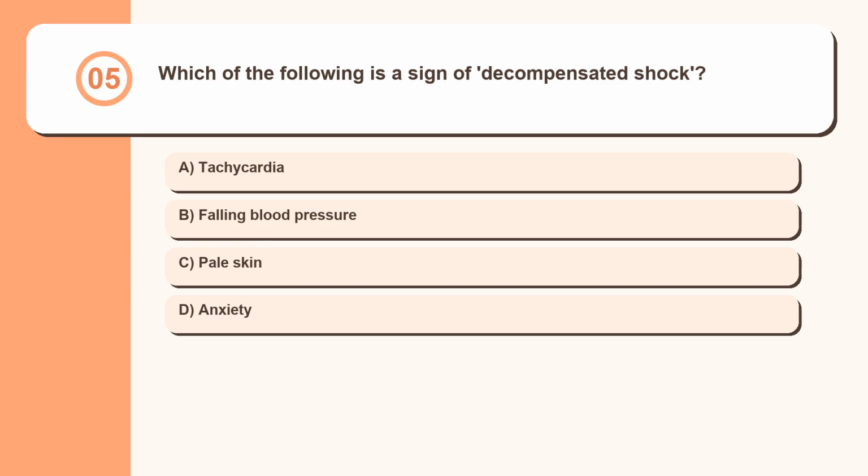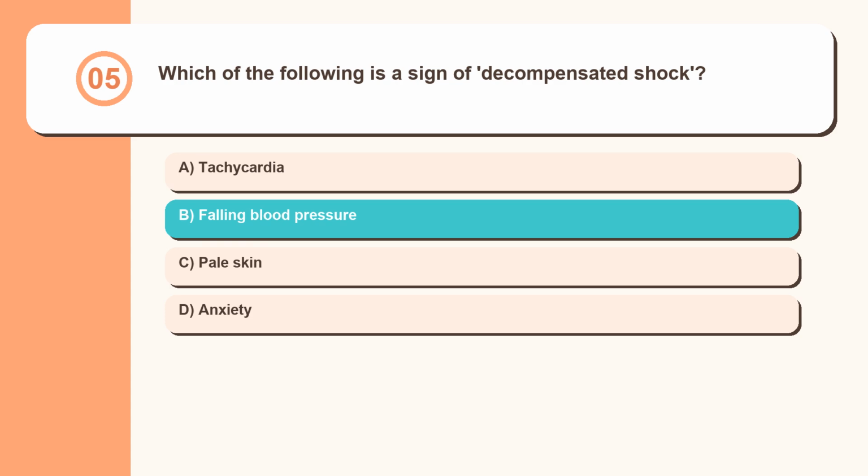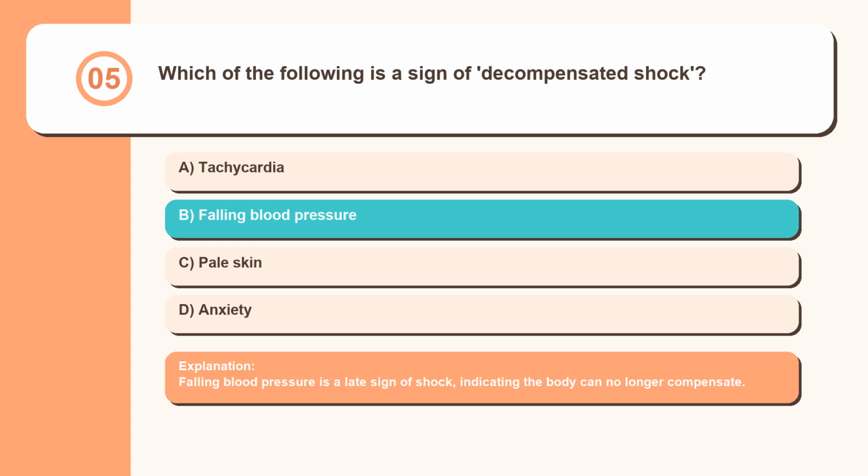Question 5. Which of the following is a sign of decompensated shock? Tachycardia, falling blood pressure, pale skin, anxiety. Falling blood pressure is a late sign of shock, indicating the body can no longer compensate.